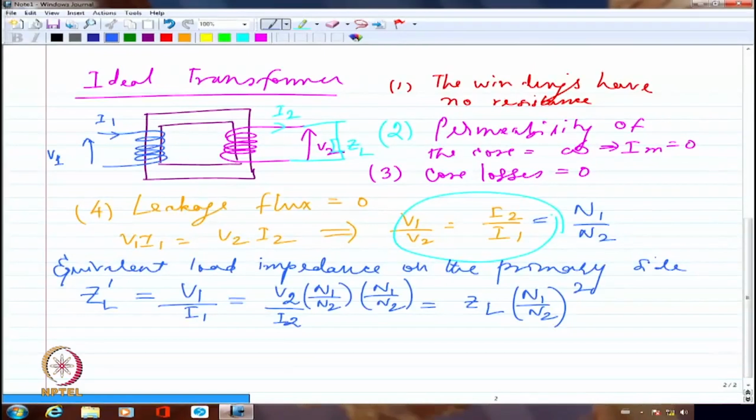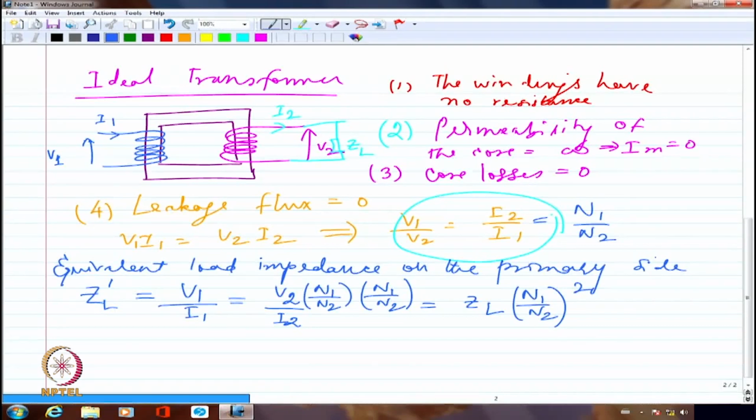So if I represent the load impedance connected on the secondary side of the transformer from the primary side, as visualized from the primary side, I have to essentially multiply that by the turns ratio square. And to whichever side I am transferring it, that number of turns should come in the numerator. The other one should come in the denominator. You can remember it that way.